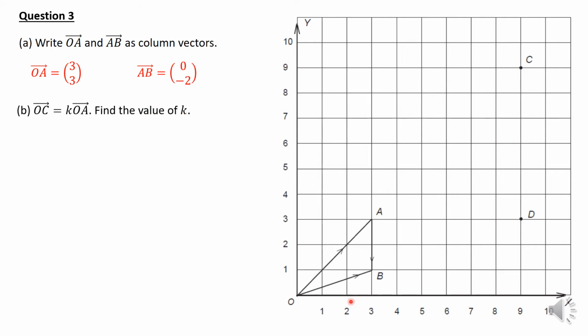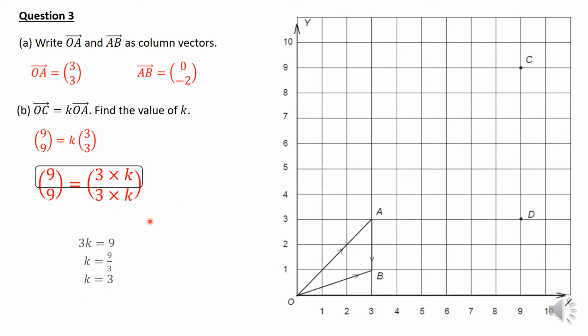Now they're saying that O to C, as you can see here, is equal to some quantity times what vector OA is. So if I was to write down O to C and you count, it's 9 across and 9 upwards. That is how I write it as a vector because it's from the origin. And I know what OA is. So if I simply multiply each one of the components of vector OA by 3, and I take one row, if I multiply 3k equals 9, I know that the value of k should definitely equal 3.